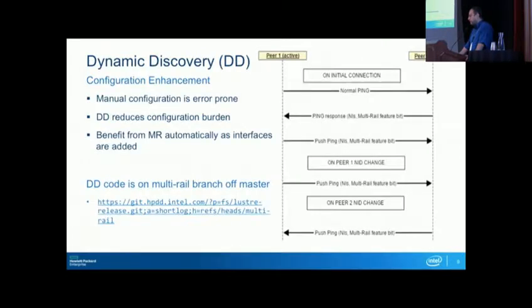On the multi-rail branch, which the link is there, we know that having to configure a large cluster with a whole bunch of peers manually can be very error prone, and it's not the easiest thing to do. So what we did is we have a dynamic discovery protocol which allows a node to discover the peers around it on the first time it talks to it. So for example, let's say you have 2 peers, peer A and peer B, and peer A is trying to talk to peer B.